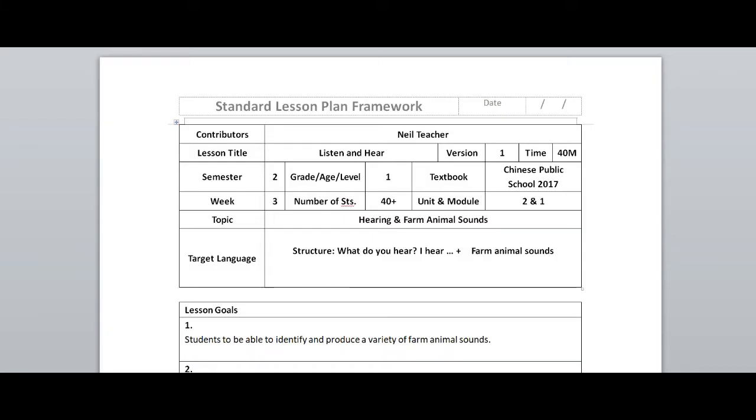Hello and welcome to another video on lesson planning. Today we're going to look at what a team teacher lesson plan looks like.